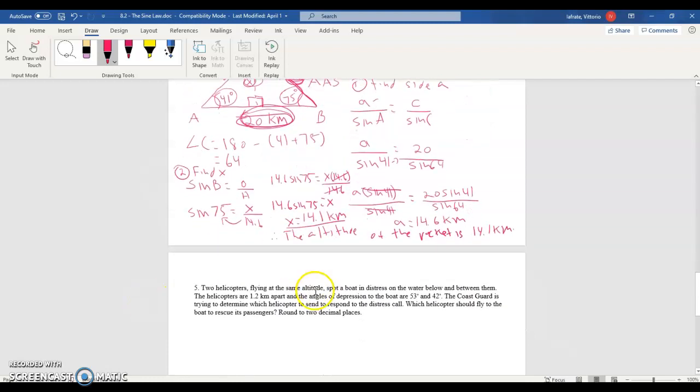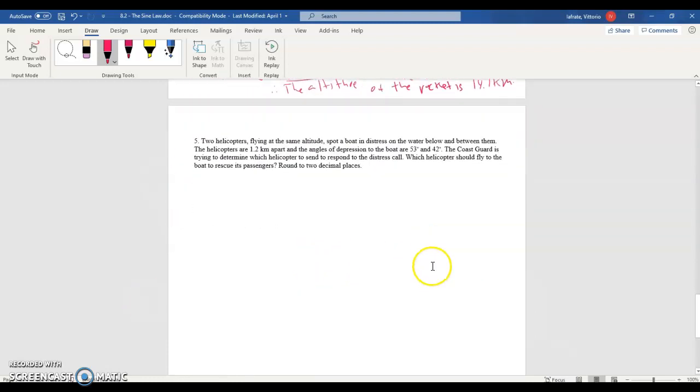We might not have time to finish it, but we'll at least have time to start sketching it and planning out the problem. So we have 2 helicopters. They're flying at the same altitude. They spot a boat in distress on the water below and between them. The helicopters are 1.2 kilometers apart, and the angles of depression to the boat are 53 and 42. The Coast Guard is trying to determine which helicopter to send to respond to the distress call. Which helicopter should fly to the boat to rescue its passengers? Round to 2 decimal places.